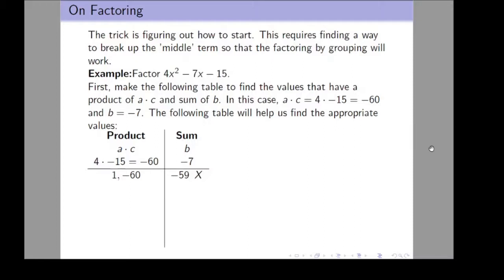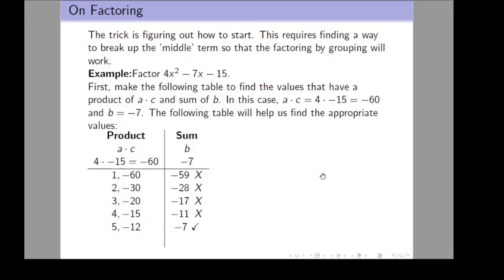So the next number that's bigger than 1 that divides into 60 is 2. So dividing 60 by 2 gives me -30. Then adding those up, I get -28. That's still not right. And I'm just going to keep going down my list until I find one that adds up to be -7.